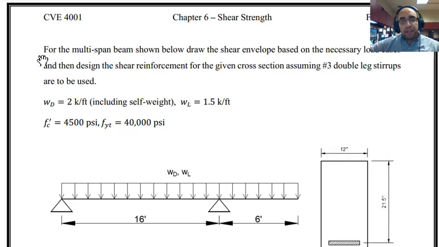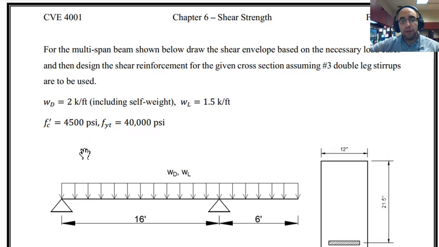The question is asking us for drawing the shear envelope based on the necessary load cases and then design the shear reinforcement, assuming number 3 double leg stirrups are to be used for this section. The amount of loading is given to us. We have 2 kips per foot as the dead load, and then the live load is 1.5 kips per foot.